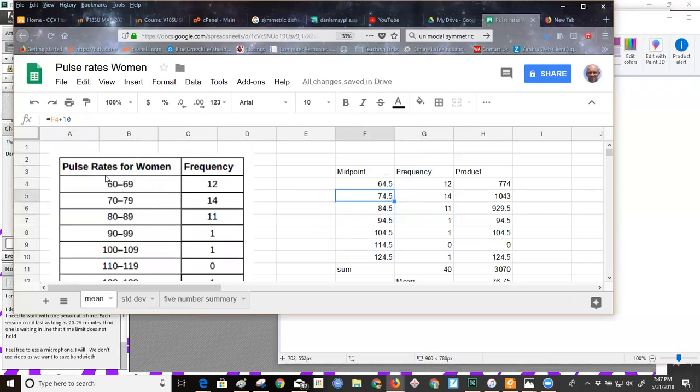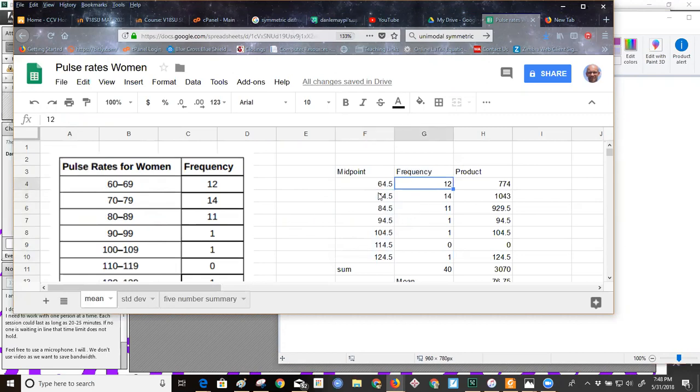The way you do the midpoints is I average the two numbers in the class. So 60 plus 69 divided by 2 is 64.5, and I can do the same thing with 70 plus 79 divided by 2 is 74.5. But the other thing I'm noticing is that these classes, these bins, are 10 wide. So really all I can do is add 10 to each of these, and that would be the easier way to do it. And then the frequencies, I list the frequencies.